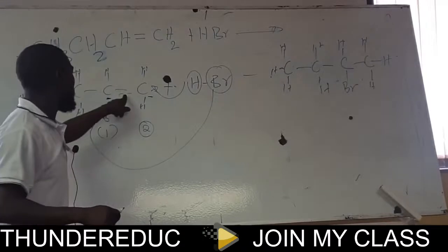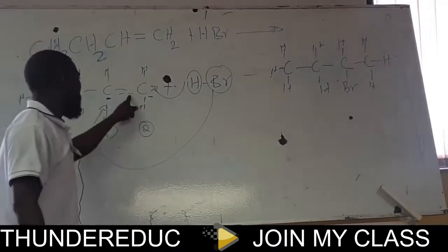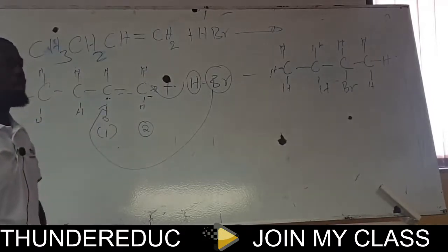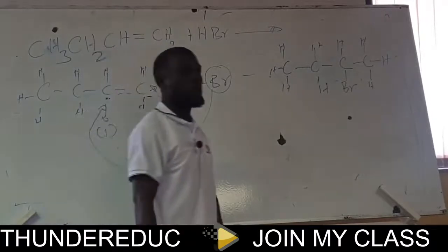So where does the double bond break? It breaks here. This one comes this side, this one comes this side for the hydrogen. This one attaches the hydrogen, this one attaches the what? The bromide. And then you form. Remember, a carbon atom cannot have more than four bonds.